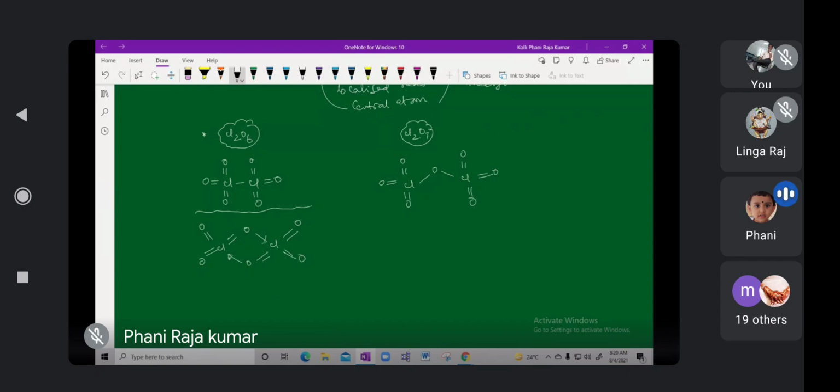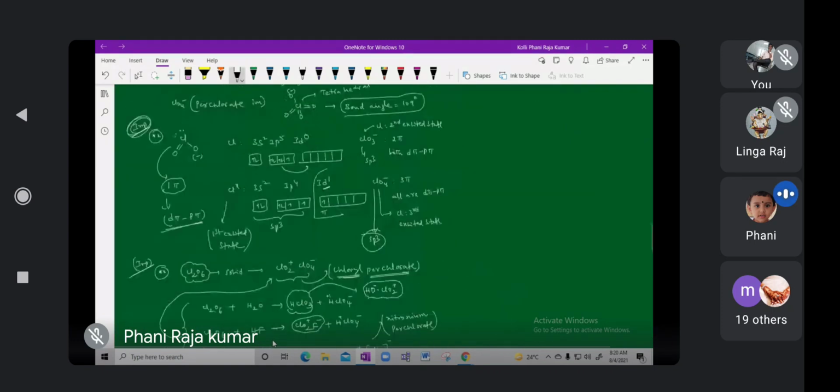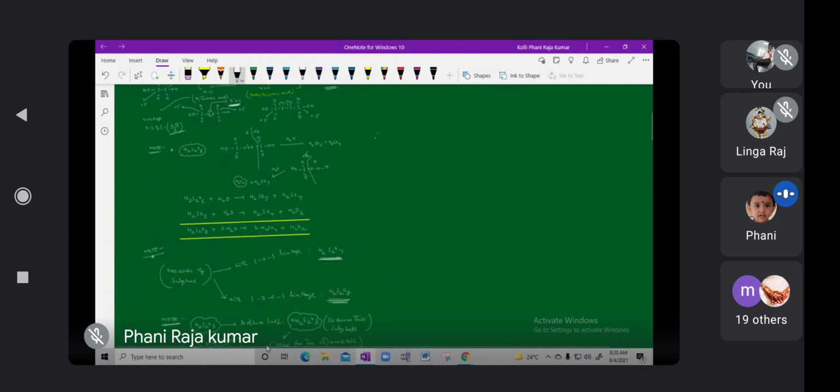So structures wise, the first two compounds are important: Cl2O and ClO2. Both are bent molecules, and both bond angles are more than the tetrahedral bond angle: 111 degrees in Cl2O and 117.6 degrees in the ClO2 molecule. This is the important information related to the very big concept of oxides and oxyacids of nitrogen, phosphorus, sulfur and chlorine.